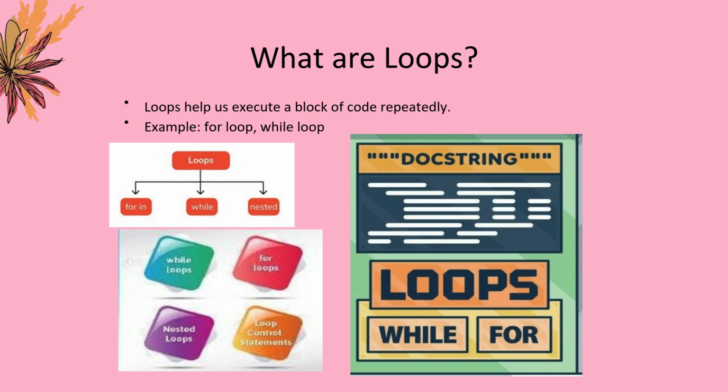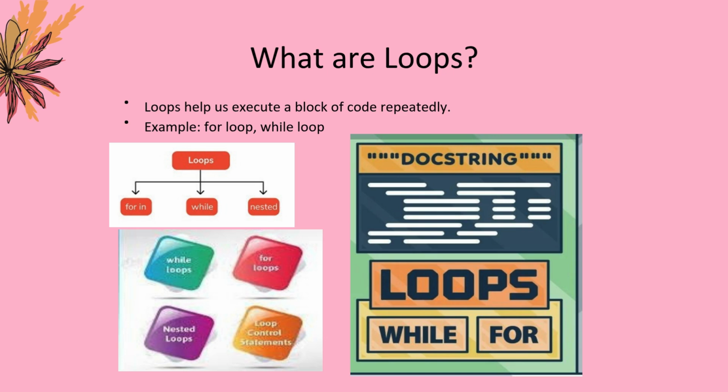That's exactly what a loop does in programming. It repeats code as long as a certain condition is true. There are mainly two types of loops in Python. For loop, used when you know how many times you want to repeat something. While loop, used when you want to repeat something until a condition changes. Both are powerful tools and each works best in different situations.